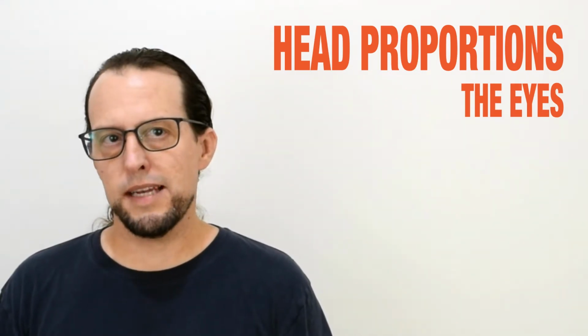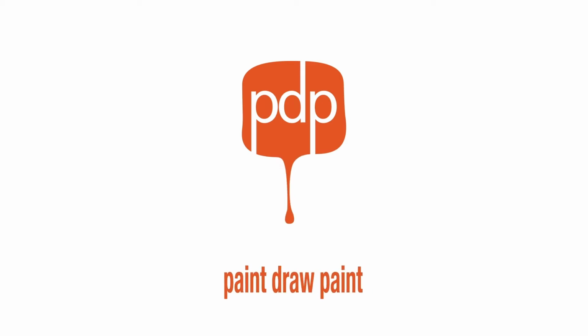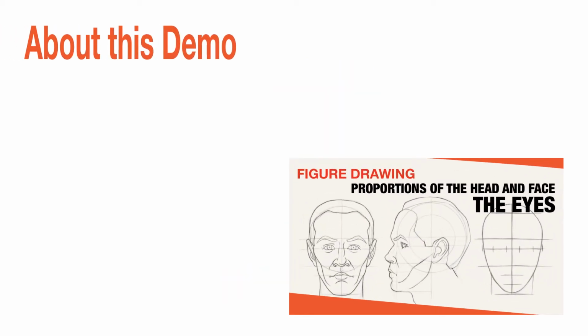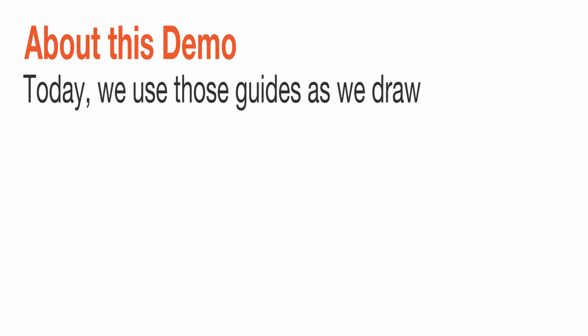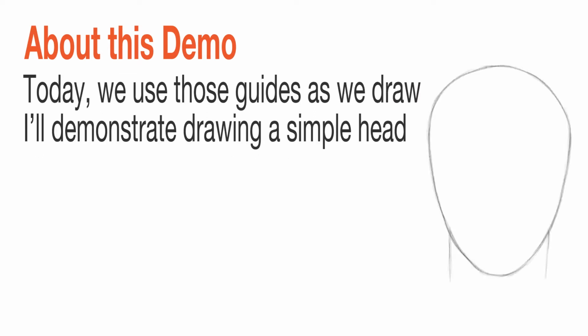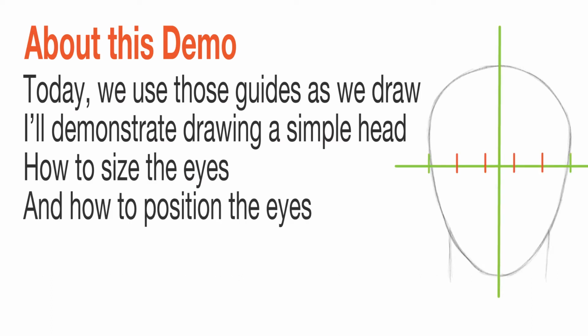My name is Ross, and today we're working on head proportions. This video is a follow-up to a previous video that discusses how to find the right location for the eye placement and how to size those eyes using a couple of figure proportion guides. Today we'll use those guides as we draw. I'll demonstrate drawing a simple head, then how to size and position those eyes on that head as we draw.